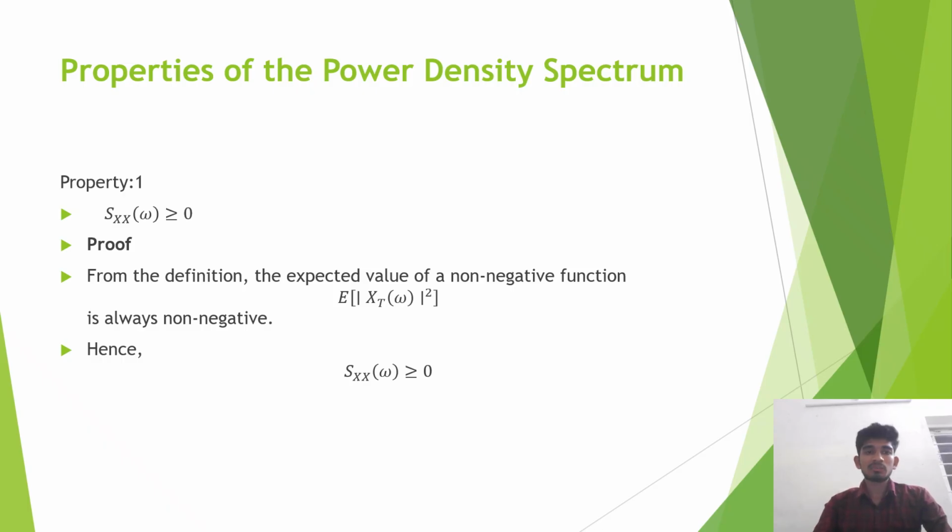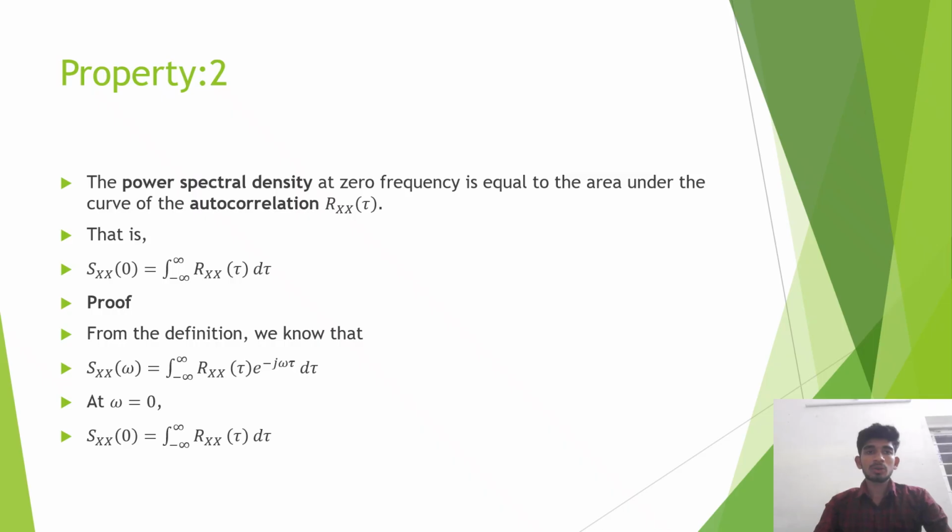Property 1: Sxx(omega) is greater than or equal to 0. Proof. From the definition, the expectation of the non-negative function |X_T(omega)| squared is always non-negative. Hence, Sxx(omega) is greater than or equal to 0. Now we are moving to property 2. The power spectral density at zero frequency is equal to the area under the curve of the autocorrelation Rxx(tau). That is, Sxx(0) is equal to the integral from minus infinity to infinity of Rxx(tau) d tau.